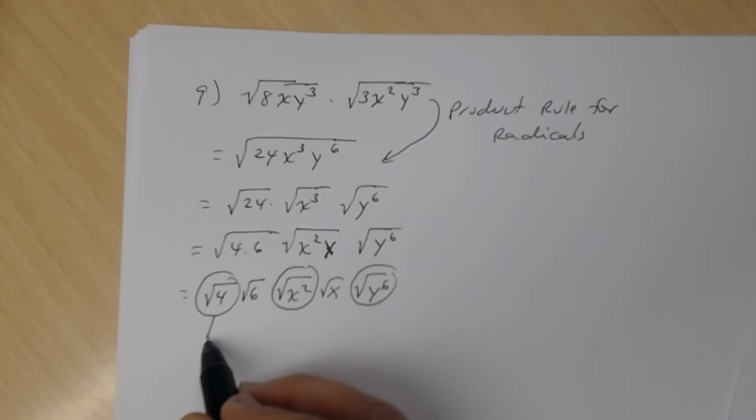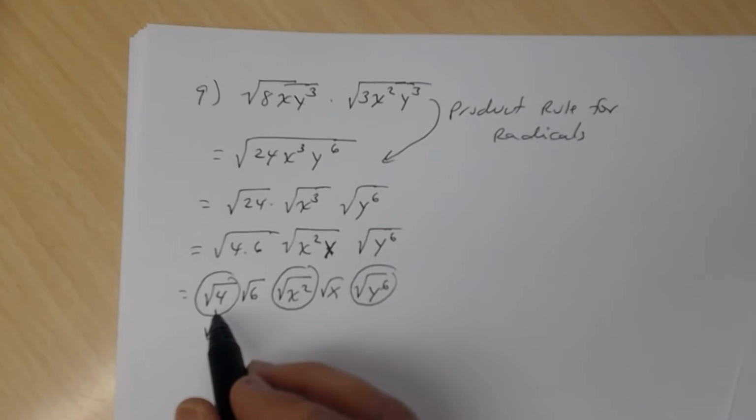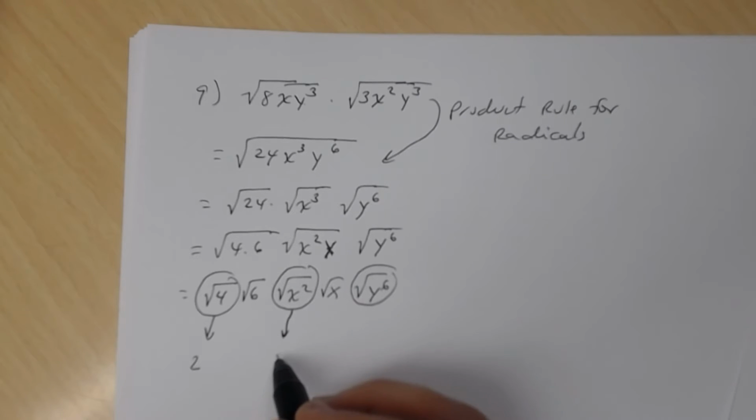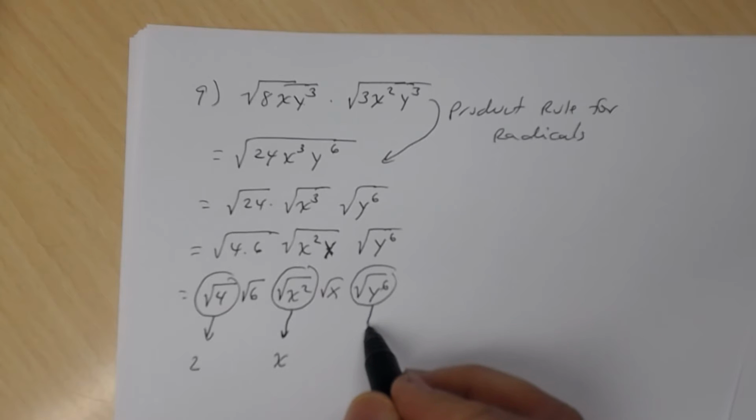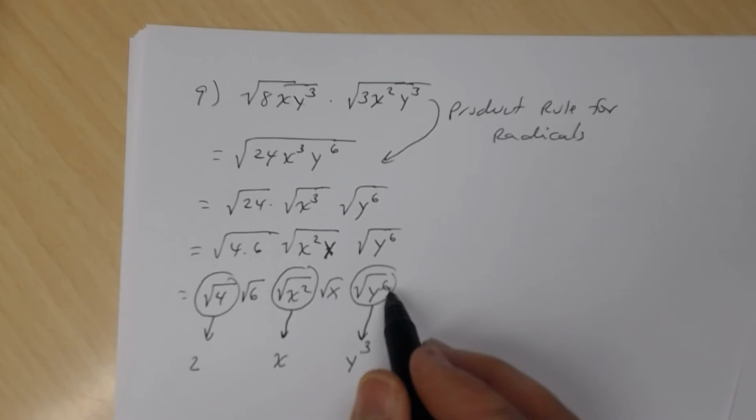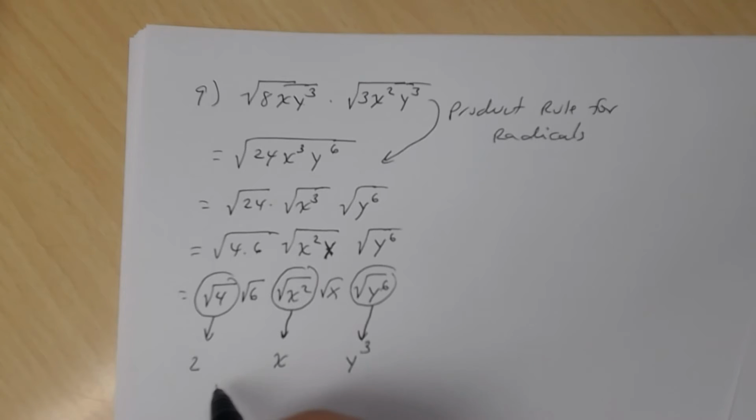All right, now let's simplify each one. The square root of 4 is 2. The square root of x squared is just x. And the square root of y to the 6 is y cubed. 2 goes into 6 3 times. And all this product goes in front of the radical.